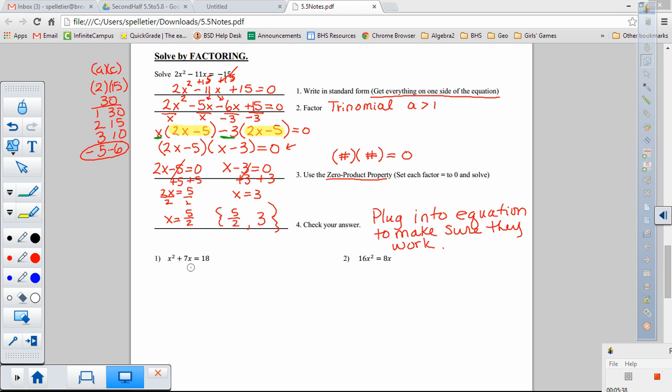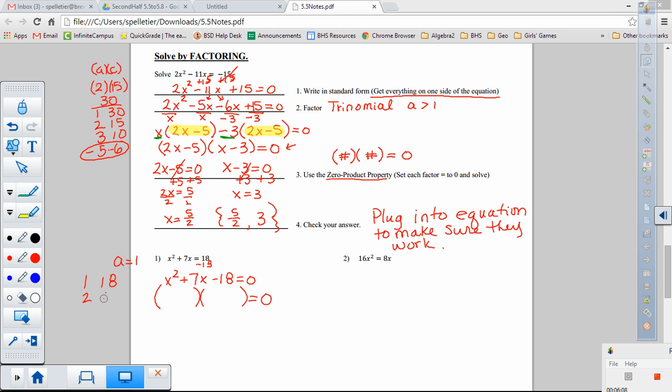We're going to move the 18 over, so subtract 18 first. x squared plus 7x minus 18 equals 0. I need to factor the trinomial. This is one of those easy ones to factor because the a in front is equal to 1, and those are the great ones because you can just plop your parentheses down here, and you know you're dealing with factors of 18 that are going to give you the 7.